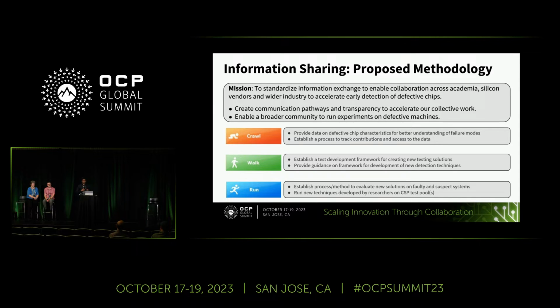And then the run phase, the last phase, is establishing a process and a method to evaluate new solutions on faulty and suspect systems. This is really where we are iterating on the tests and getting better tests, running new techniques, doing research and enabling others to do research, and fundamentally, ideally, inventing new ways of solving this problem. That's really where we want to get to, but we need to get there in a staged way.